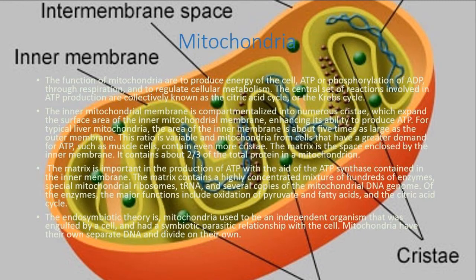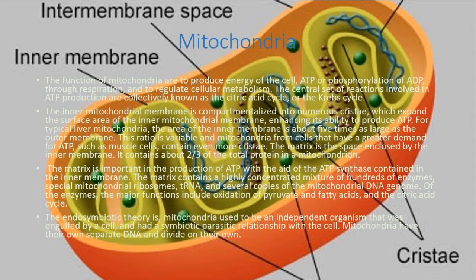So we have mitochondria. Mitochondria function as the powerhouse of the cell. They phosphorylate ADP to make ATP through respiration and regulate cellular metabolism. So mitochondria produce energy for the cell.